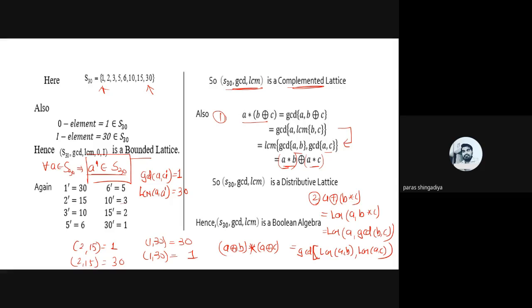It is verified here for any A, B, C belonging to S30. You can collect any three values from S30 and use them here to check both sides, and it will always be true. So we can say S30 GCD LCM is a distributive lattice. So if it is a complemented and distributive lattice, we can say S30 GCD LCM is a Boolean algebra. It is called a Boolean algebra.